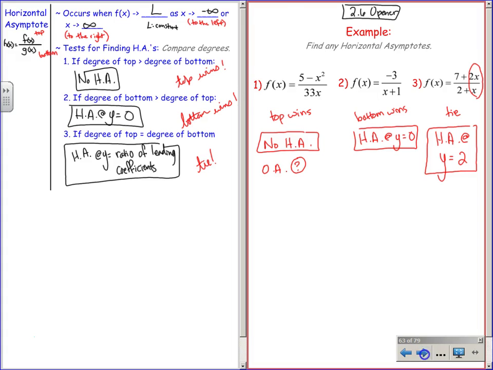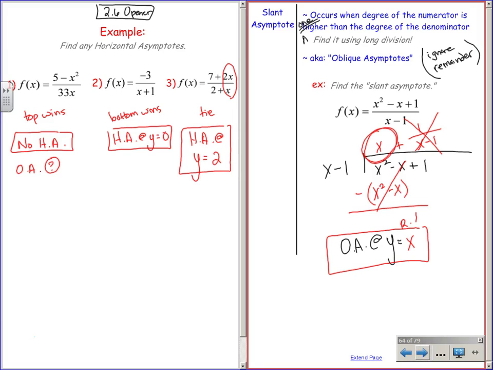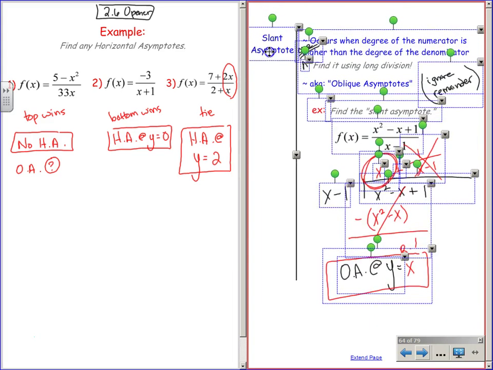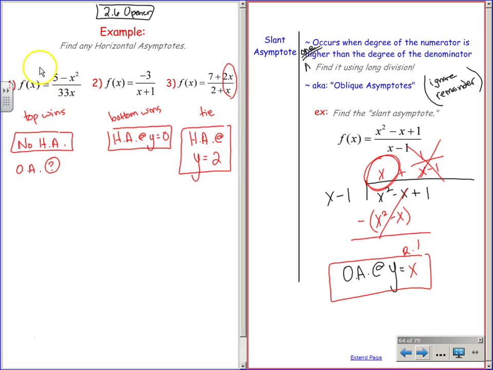No big deal. But who's this guy called an oblique asymptote? And why did I bring him up with number 1 over here? Can you guys graph this function in your graphing calculator real fast? 5 minus x squared, all over 33x. I'm going to get my calculator out too. Just graph him.